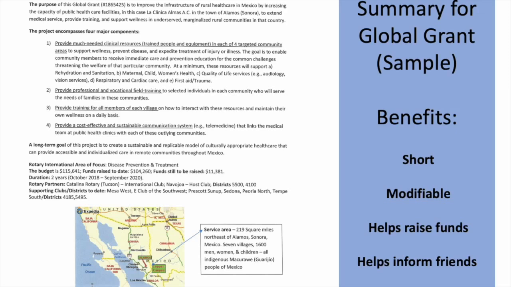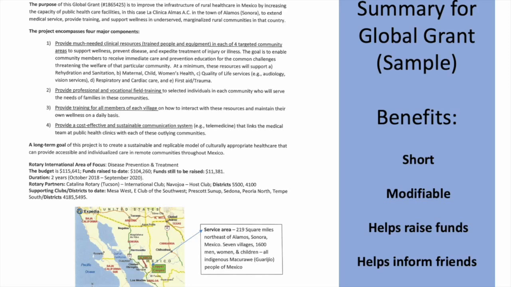One of the important things to notice about this is that it's one page. It's something that people really will look at and read. I don't expect you to read it from the screen, it's way too small, but I have put a copy of it on the Global Grant page so you can refer to it. But some of the important parts that it says is it describes what the purpose of the grant is. It says what the major components are. It also talks about its long-term goals.